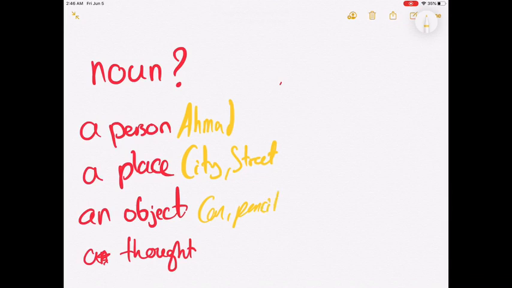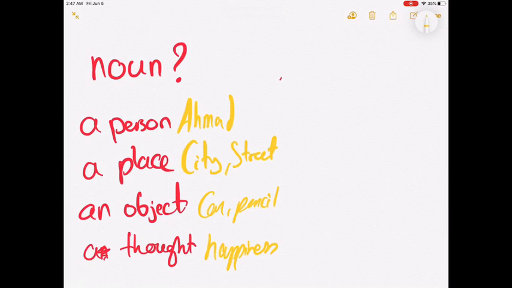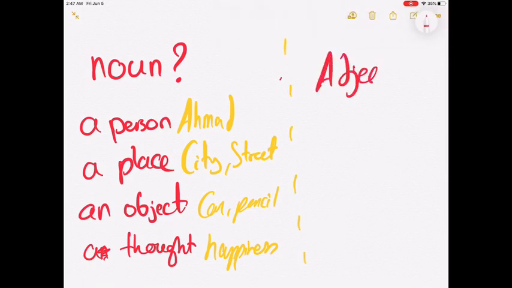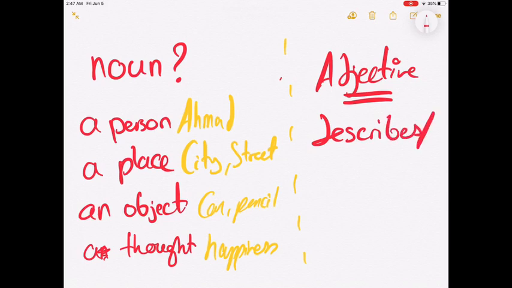And of course, when we say a thought or an idea, we mean something that's not materialistic, something that I cannot hold in my hands. For example, happiness. So happiness is a thought or an idea. Now, this is what a noun is. On the other hand, an adjective is simply a word used to describe a noun. So an adjective is a word that describes, or in other words, modifies a noun.